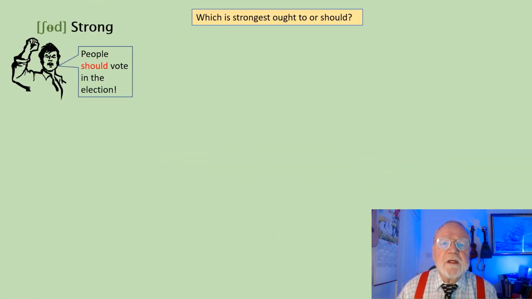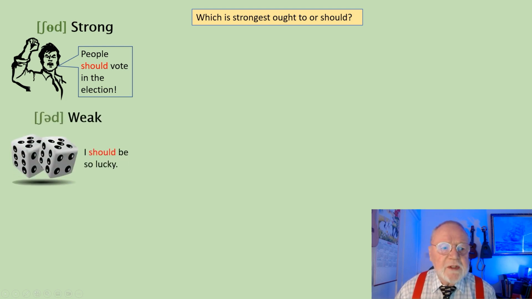A good question would be, which is the strongest, ought or should? But that's hard to answer because they are quite often interchangeable in English. However, in pronunciation there is a strong and weak form of should. Look at this example. People should vote in the election. That's quite strong and stressed. But sometimes it almost disappears. I should be so lucky. I'm almost saying I should, and that's a weak form.